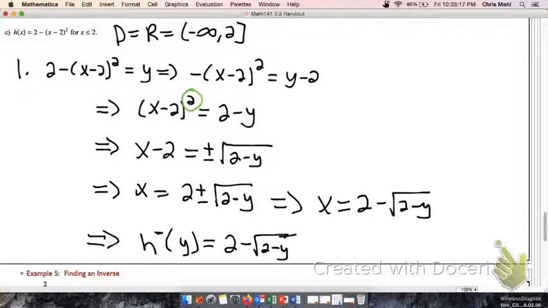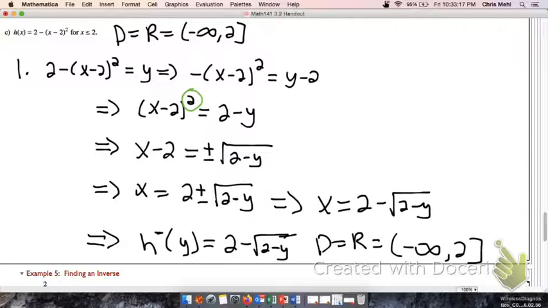Then the domain and the range are still the same as they were before, which is minus infinity to 2. And you could go graph both these functions in Desmos and notice that one function is the reflection of the other over the line y equals x.